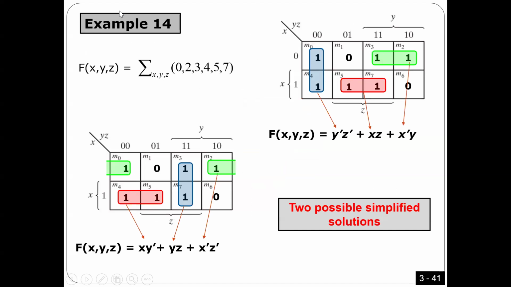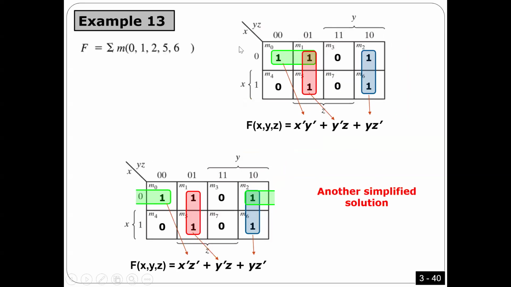I think in example 13 and 14, I'm gonna show to you that we can have 2 solutions, and both of them are most simplified, both of them are correct. So you will see right now, okay? For example, here I have ones at 0, 1, 2, 5, 6. Okay, this one.